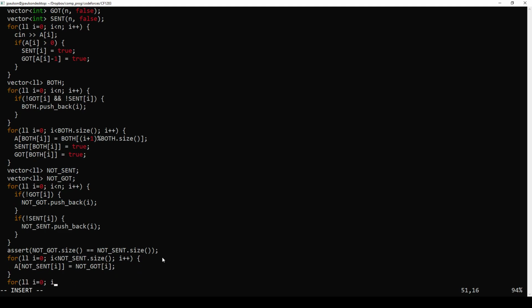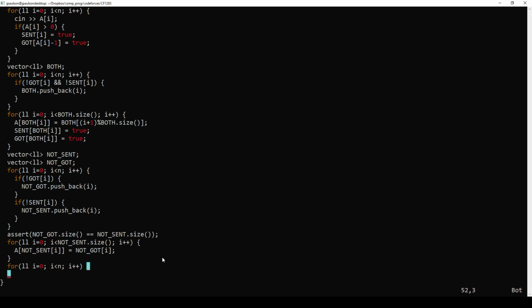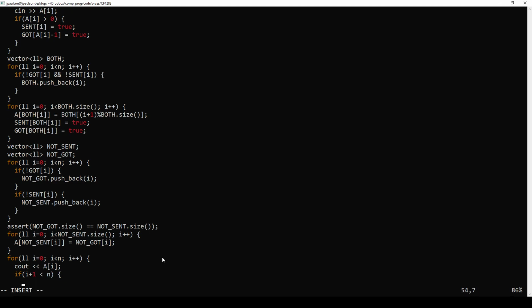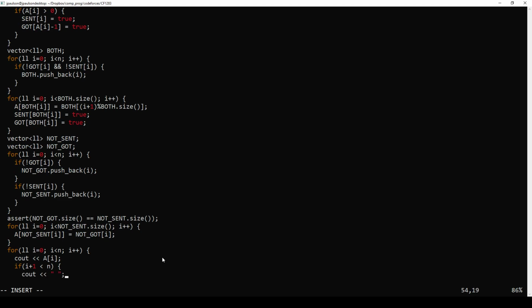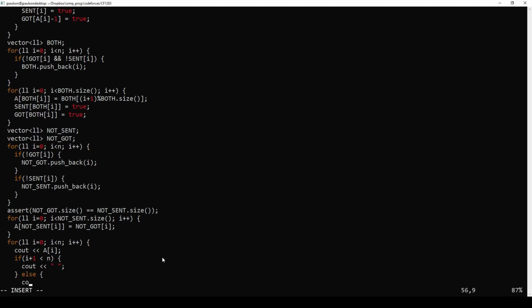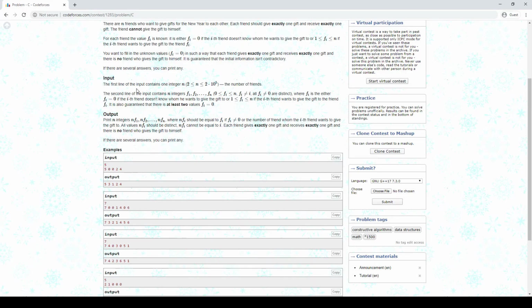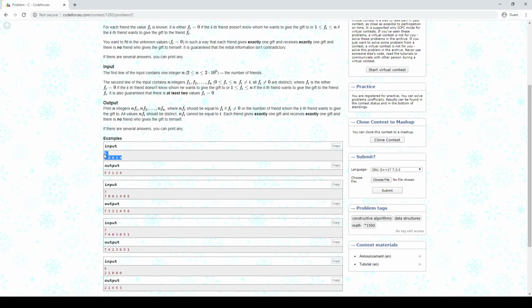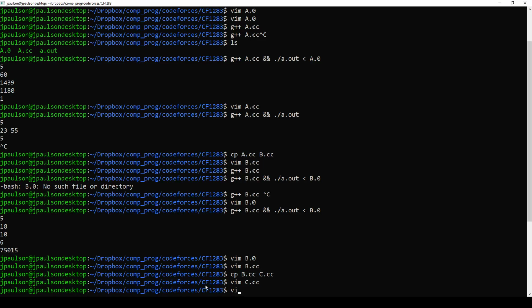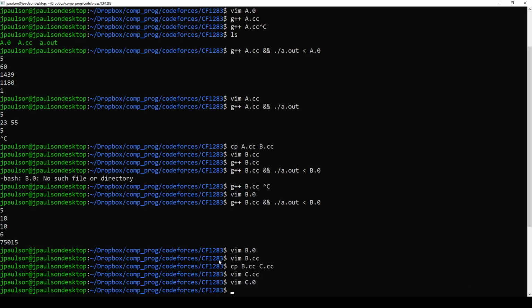Okay, and now we just need to print out the answer. So if we're not at the end of the list, then print out a space afterwards, otherwise print out a new line. And okay, I think that's it. So let's test out our code on the input. So we have lots of inputs to try.